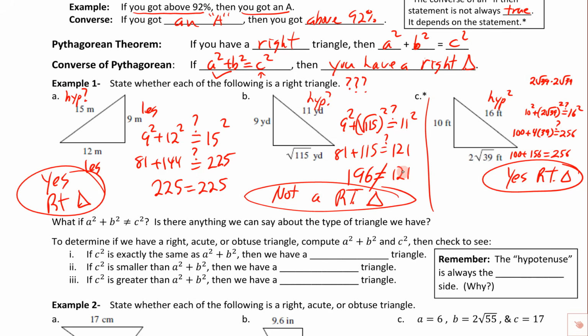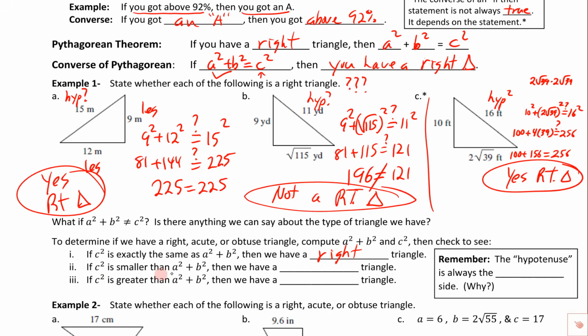So here's the idea. To determine if we have a right, acute, or obtuse triangle, compute a squared plus b squared and c squared, and then check to see if c squared, so if the hypotenuse squared, is exactly the same as the two legs squared and added together, then we have a right triangle. Okay, so it's exactly the right size. That's what happened here. When we squared a and b, added those together, we got 225. It's exactly the same as c squared. It's exactly the right size.